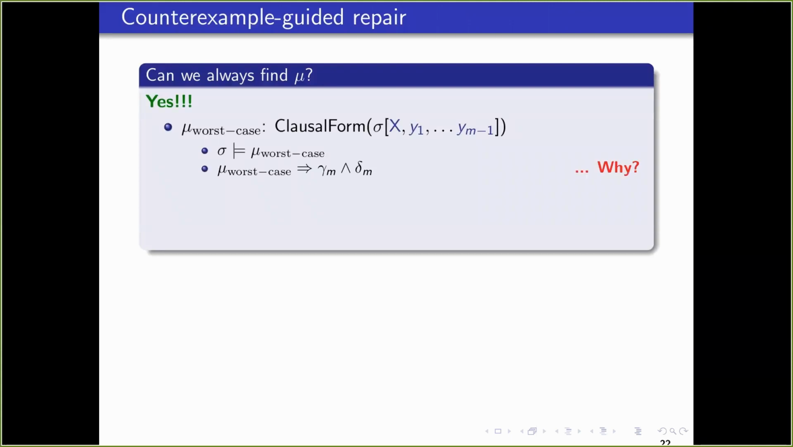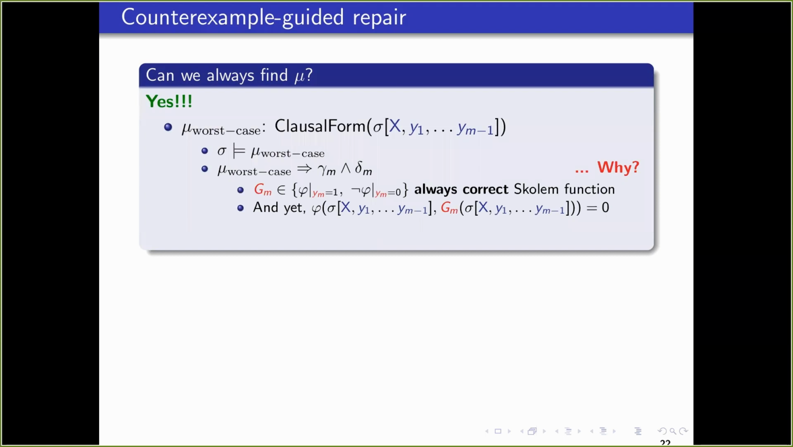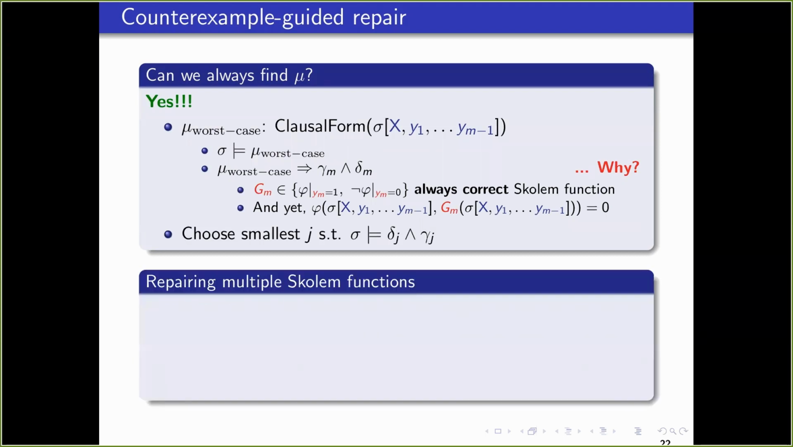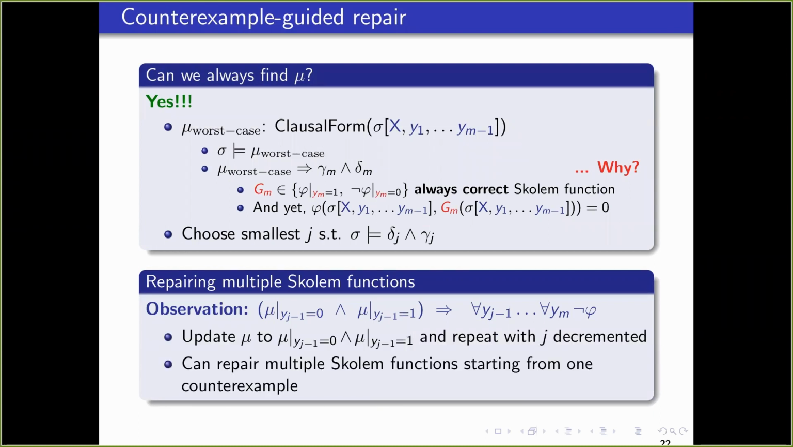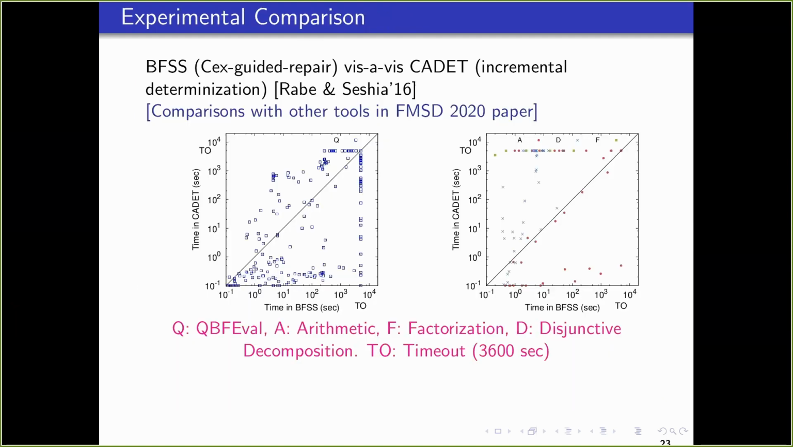So can we always find mu? It turns out that there is always a way to generalize mu, and let me not get into the details of that. By generalizing mu, we can actually update multiple Skolem functions, because we are now potentially capturing multiple counterexamples together.